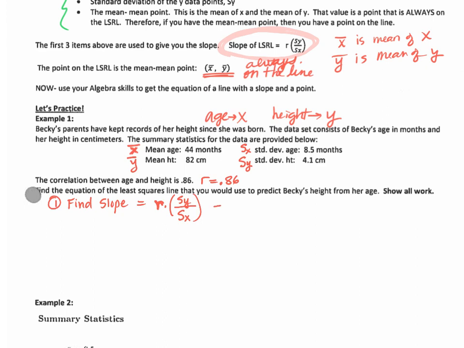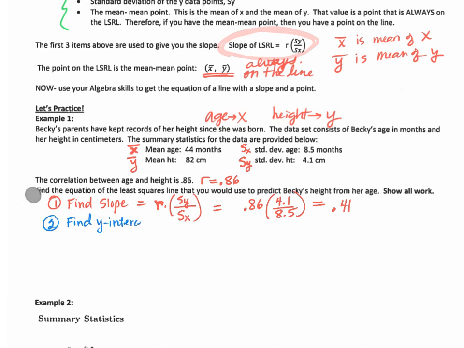So if I were to fill in all of these numbers with this problem, I would have 0.86, and then I would have the standard deviation of the y's, which is 4.1, divided by the standard deviation of the x, which is 8.5. I'm going to pause here and go calculate that number real quick for you. All right, so then that slope, when you calculate that out, is 0.41.